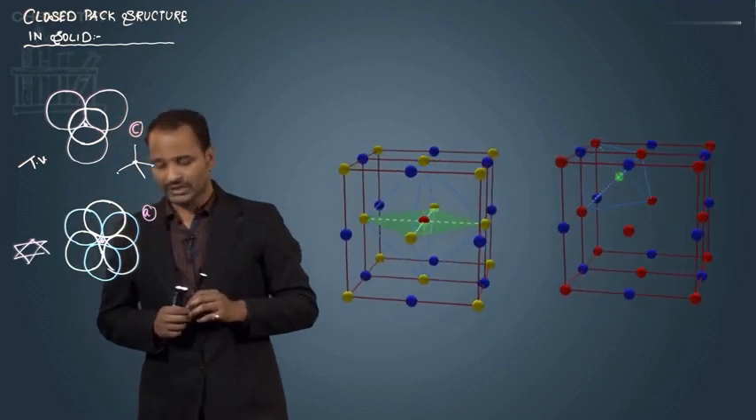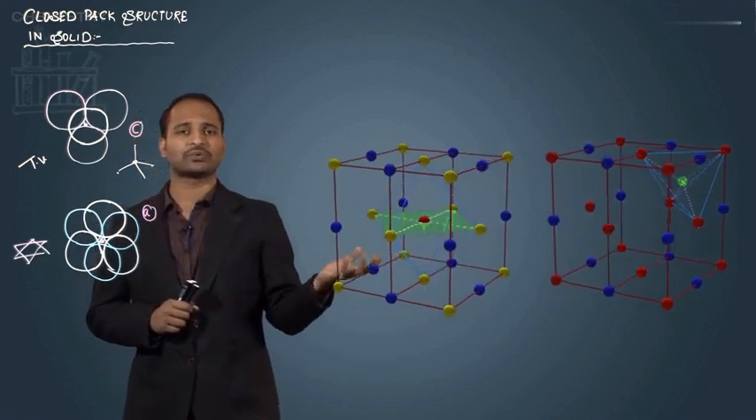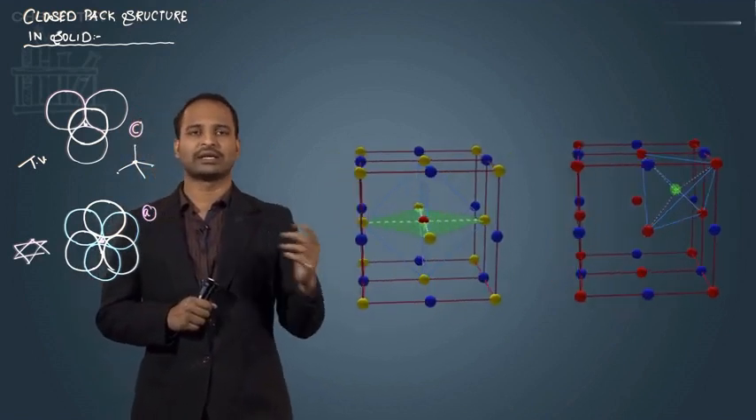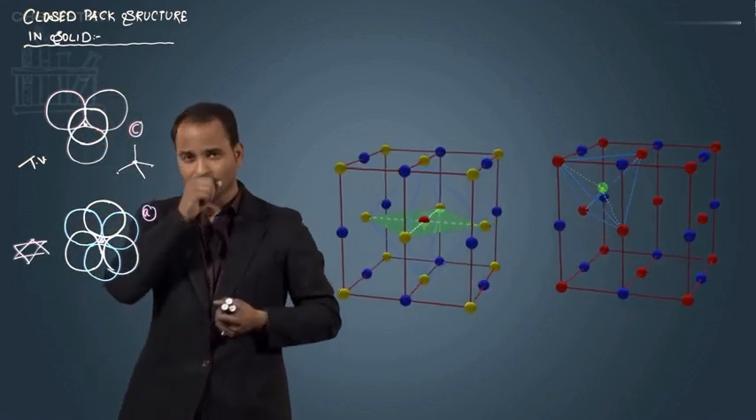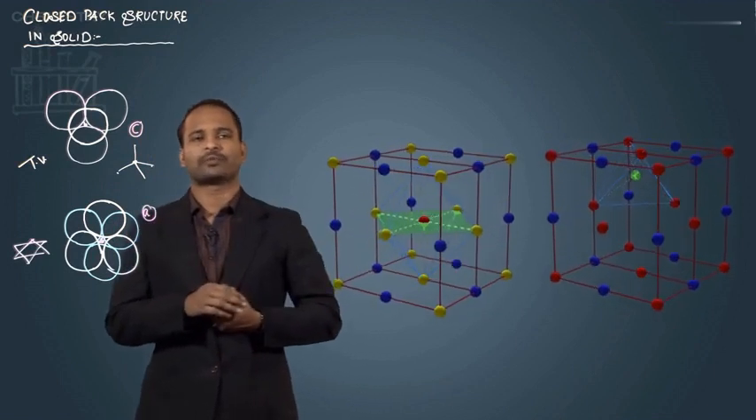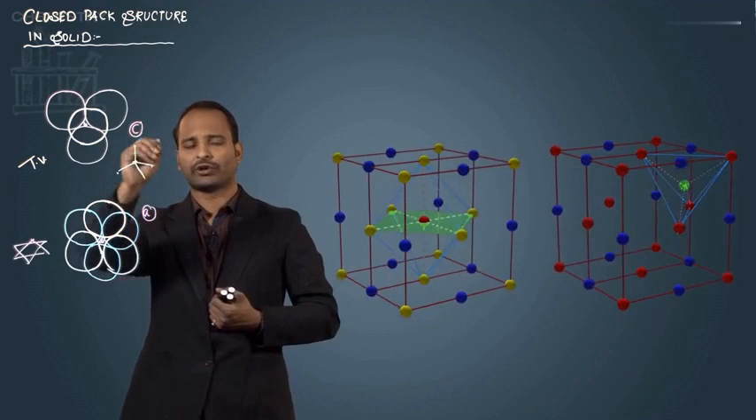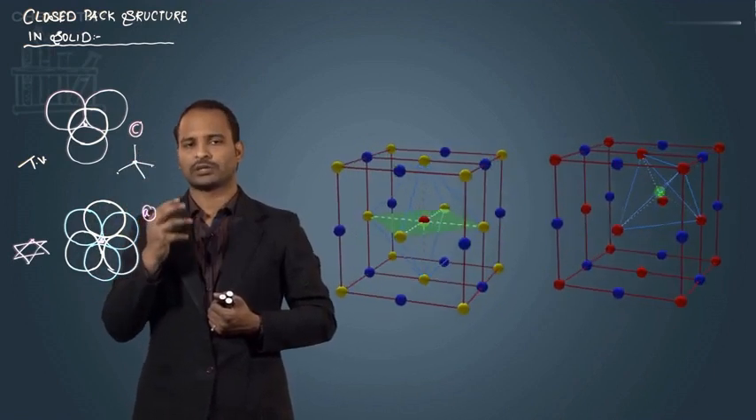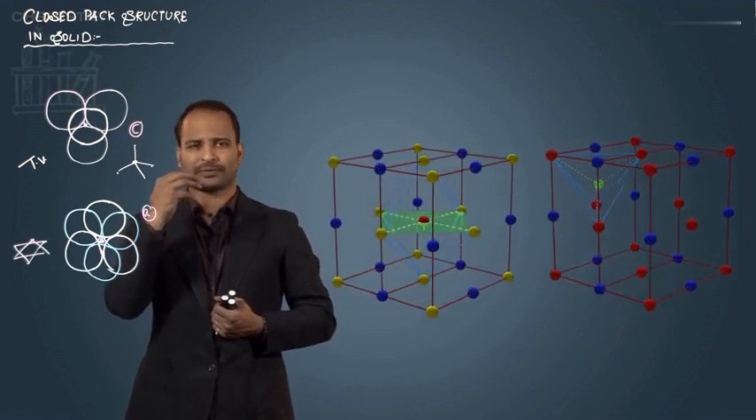Now I'm going to place the third layer on this second layer. Now when I'm keeping the third layer, ultimately what we are doing is keeping the layers on the voids instead of keeping them on the spheres. Instead of that, we are keeping it on a void.